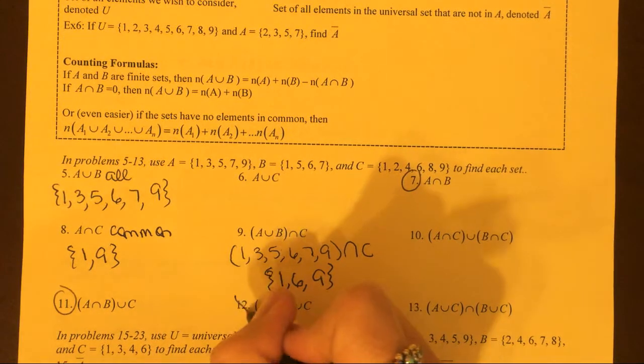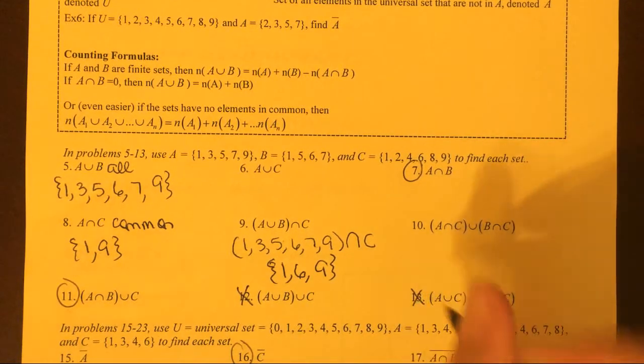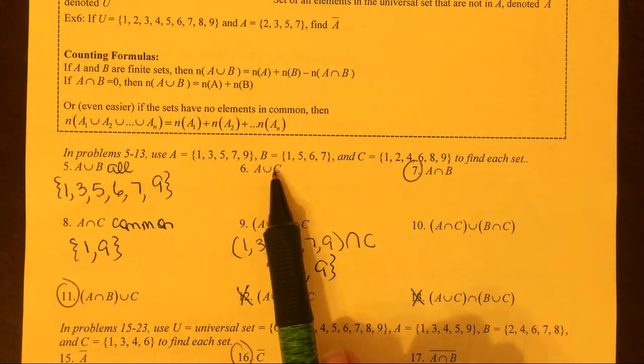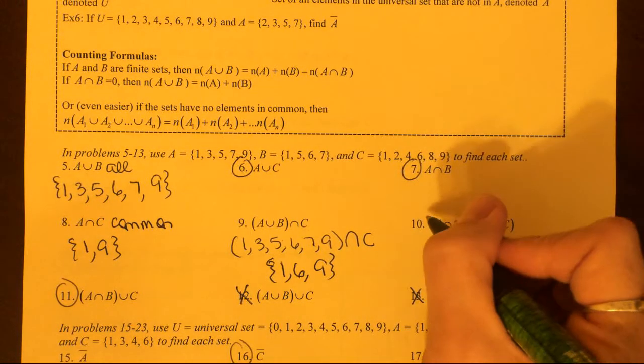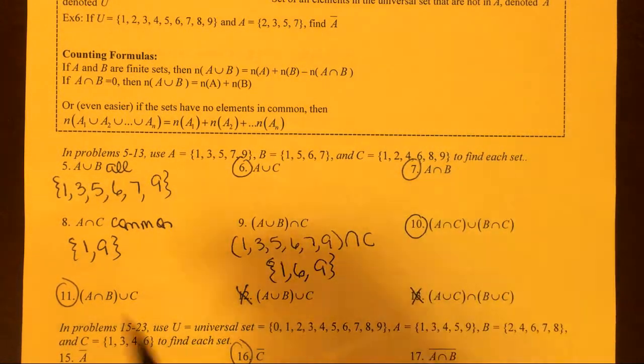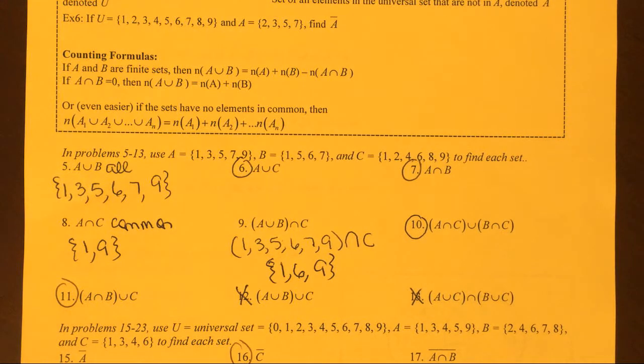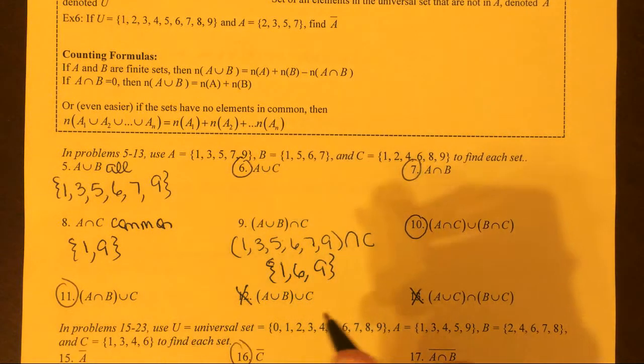Okay, and I'm going to go ahead and get rid of 12, and I'm going to go ahead and get rid of 13. You're going to end up doing 6, 7, 10, and 11. So those are the 4 that you're going to work on. Like I said, you're going to want to have this paper for your quiz. Okay, so let's go look at the next section.